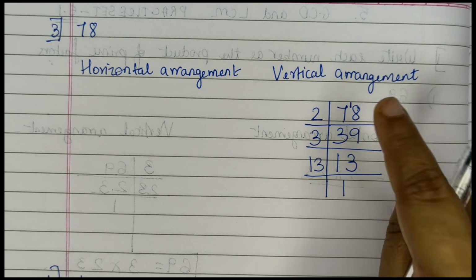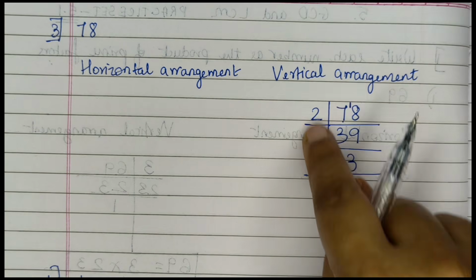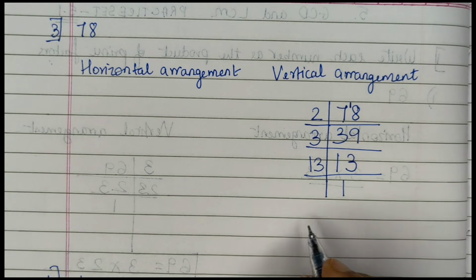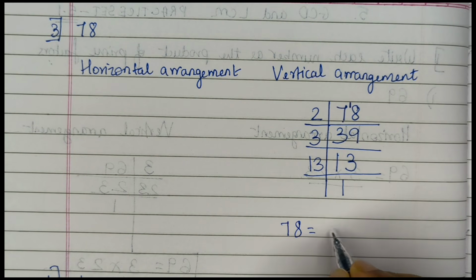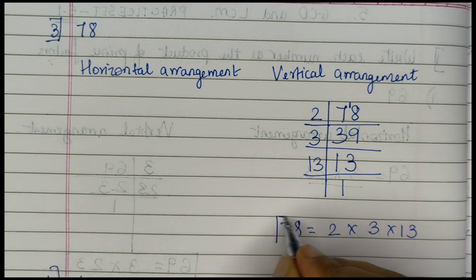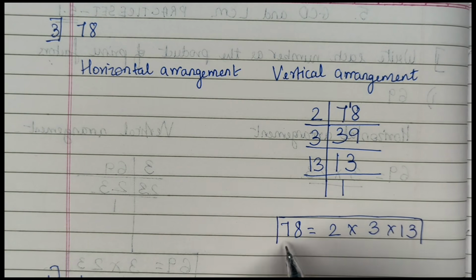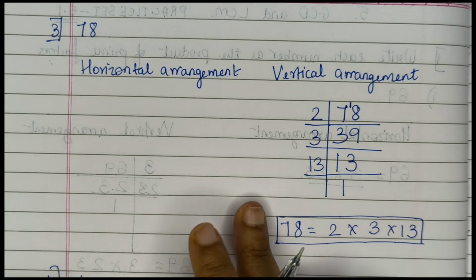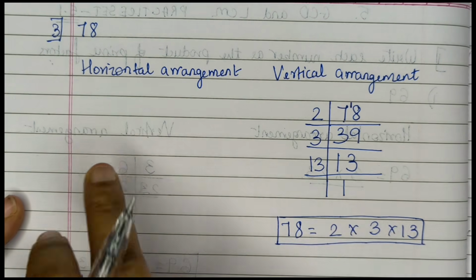So we have got the factors of 78. These are the factors of 78: 2, 3, 13. So factors of 78 are 2 into 3 into 13. Understood? Now see the horizontal arrangement. Looking at this only, we will solve this.